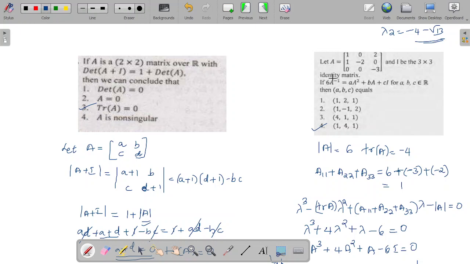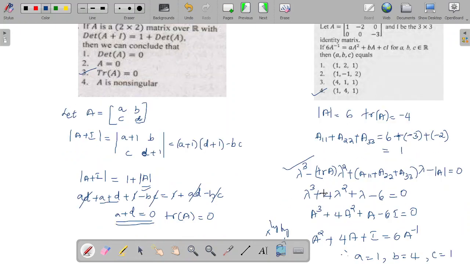So we know that any 3 by 3 matrix satisfies its characteristic equation, which is given by lambda cube minus trace of A into lambda square plus the sum of its cofactors into lambda minus determinant of A equal to 0. This equation is the characteristic equation of that given 3 by 3 matrix. Every matrix satisfies its own characteristic equation, that is the Cayley-Hamilton theorem. So you will get A cube plus 4A square plus A minus 6I equal to 0. This is the result. Now let us find out one by one.